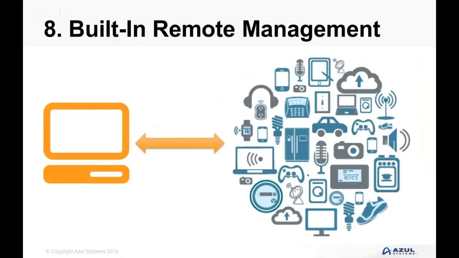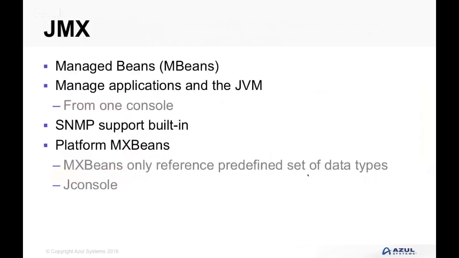We have a thing called JMX, the Java Management Extensions, so that you can say, right, I want to be able to manage my application or the JVM that the application is running on top of. It uses a thing called managed beans or MBeans. And then, as I say, you can manage either the application itself or the JVM, and you can do it all from one console.